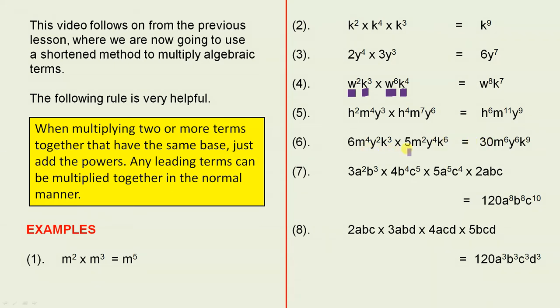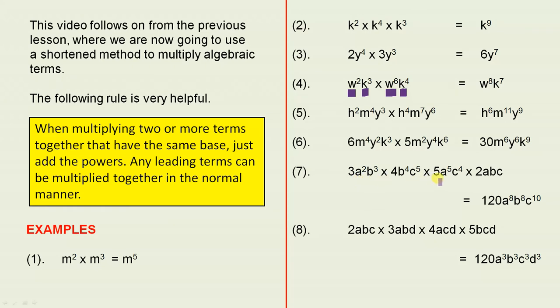m to the power of 4 times m squared is m to the power of 6. y squared times y to the power of 4 is y to the power of 6. And k cubed times k to the power of 6 is k to the power of 9. So there's our answer. 3 times 4 times 5 times 2 is 120.